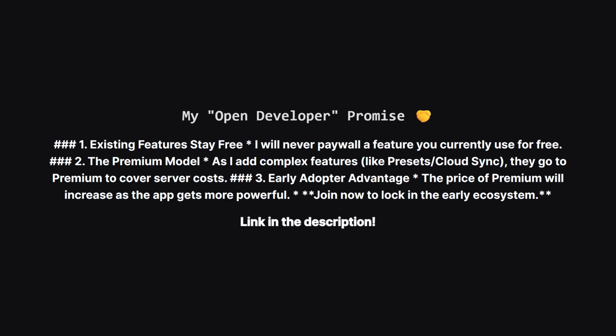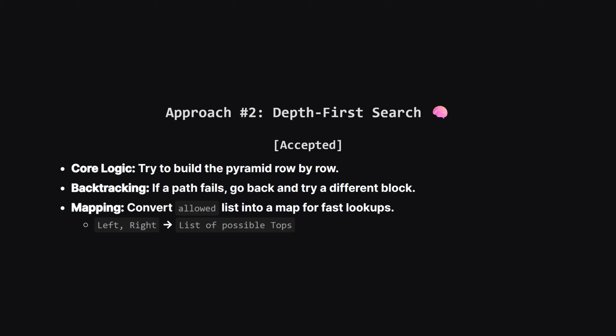Okay, let's jump to the solution that actually works. So the correct way to solve this is using depth-first search, or DFS. Think of it as exploring a maze. We start at the bottom row. We figure out all possible options for the row above it. Maybe there are multiple choices for a single block. We try one choice and see if it leads to the top. If we get stuck, meaning we reach a row where two blocks have no allowed parent, we backtrack and try a different choice. This exhaustive search guarantees that if a solution exists, we will find it.